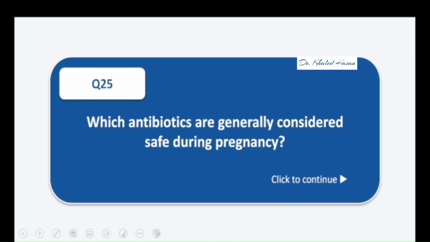Which antibiotics are considered safe during pregnancy?